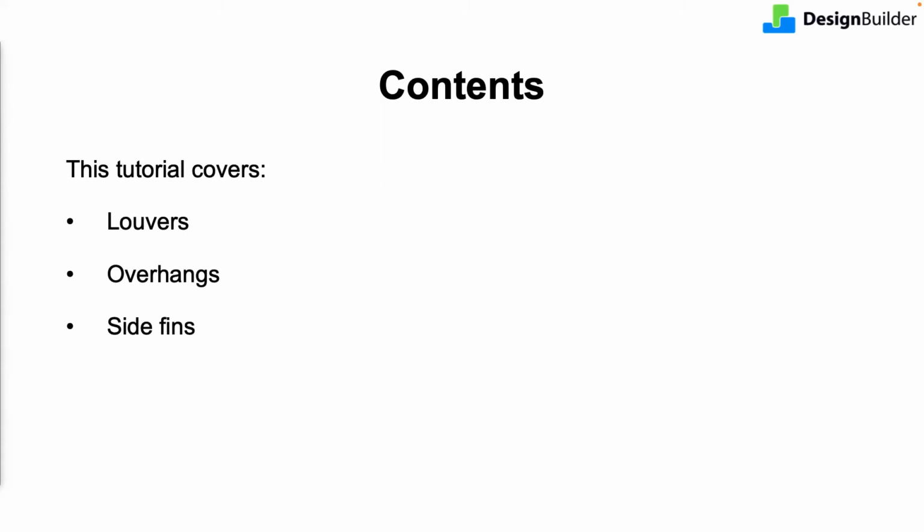Hello. In this tutorial, I'll show you how to add shading to openings using louvers, overhangs, and side fins. In the earlier tutorial, called Shading Using Standard Component Blocks, we showed you how to draw shading structures onto a building using standard component blocks. In this tutorial, I'll show you how to add louvers, overhangs, and side fins using the Model Data Input options.